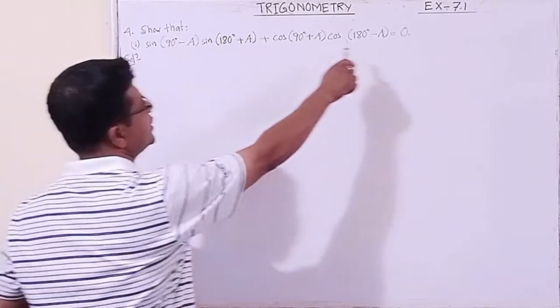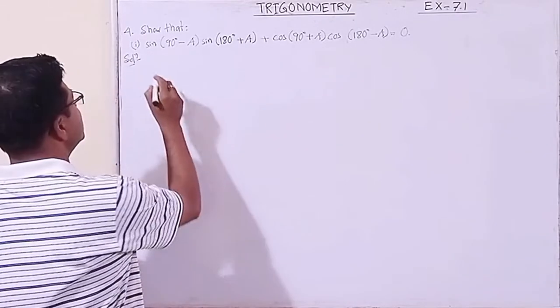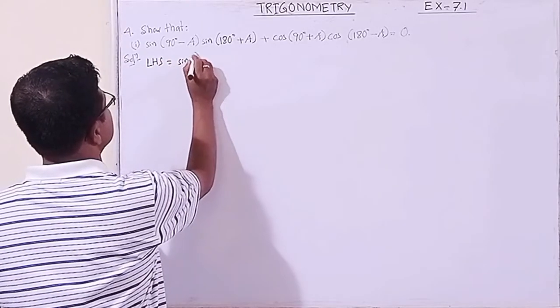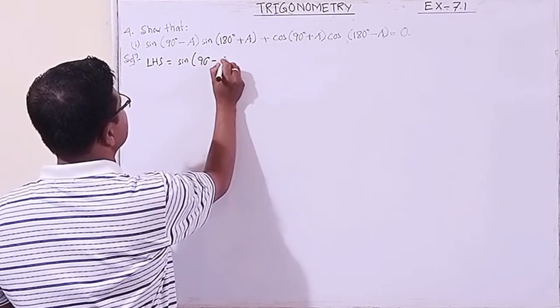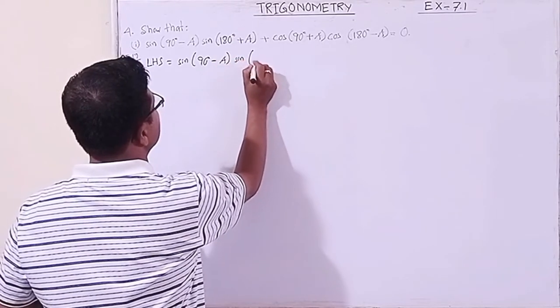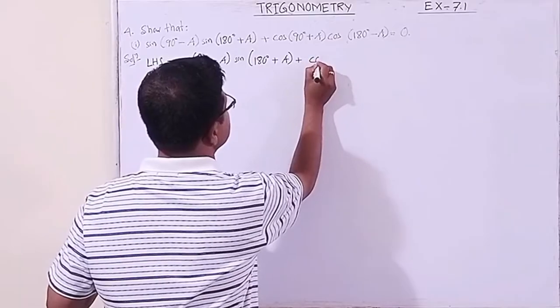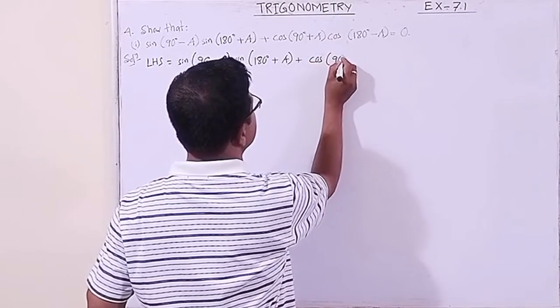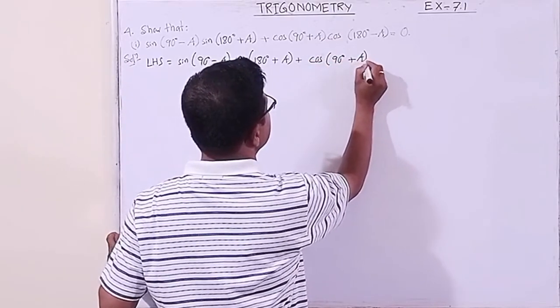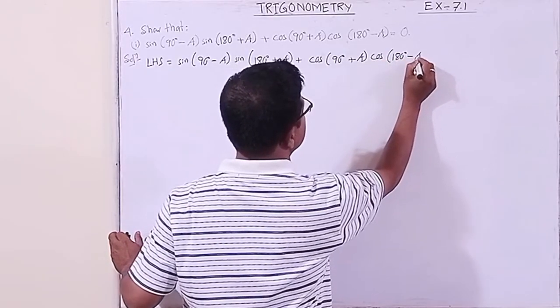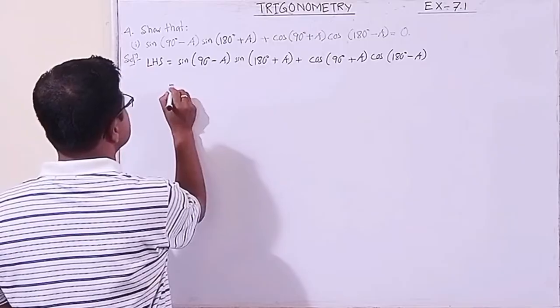Show that this equals 0. Okay, for this what we will do, let us write the left hand side. Directly from the question we shall write cos(90° − A) sin(180° + A). Here my dear student, the introduction part you watch many times. If the concept is clear, you can do any sum. If the concept is not clear, you cannot do a simple sum also.